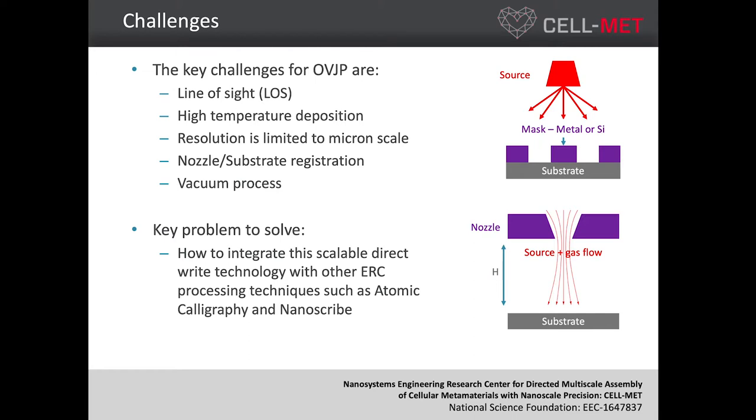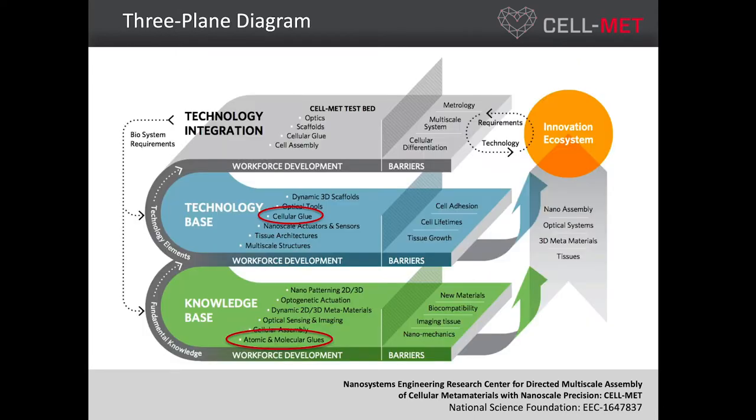Now, finally, of course, ultimately this process is still done in vacuum, so there are some other compatibility issues which may arise. The key problem that we are trying to solve, however, is figuring out, despite all these differences, how to integrate an inherently scalable technology with other ERC processing techniques such as atomic calligraphy and NanoScribe, which is used in Thrust 2 for the scaffolds. So with respect to the three-plane diagram, what we're currently trying to do is figure out what kind of materials we can use as molecular glues to interface with cells. But additionally, as you can see from this presentation, we're also trying to figure out how to put such materials down. So there's a bit of knowledge base that's involved, but there's also a lot of development in technologies which we are currently working on.